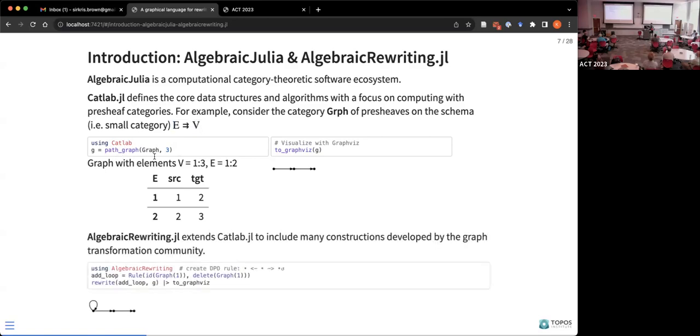And we can visualize that. And what probably wasn't mentioned yesterday is that algebraic rewriting is a library that extends this with a lot of constructions from graph transformation. So we can create this rewrite rule by saying I want a rule that has the data of that span.